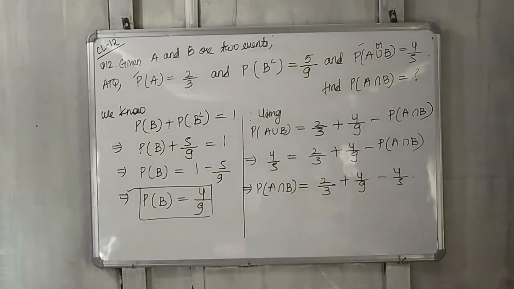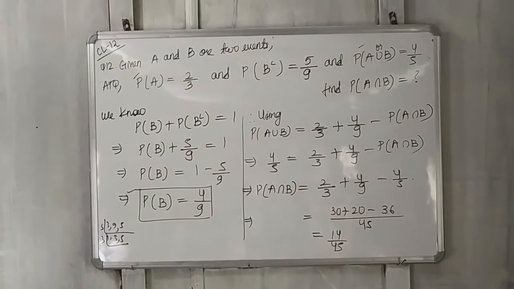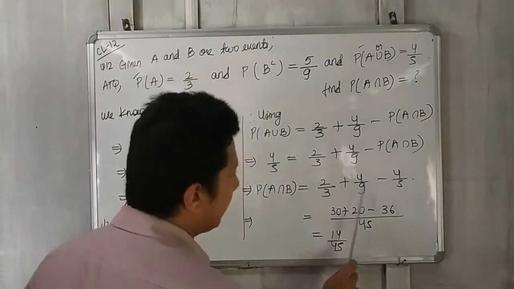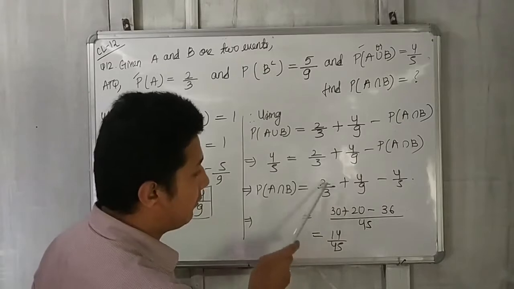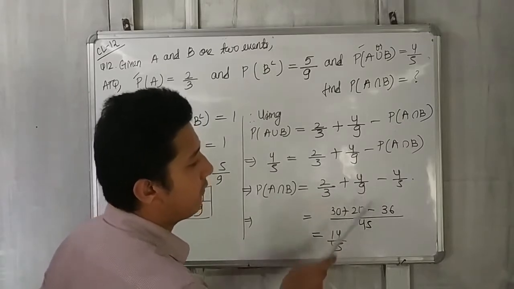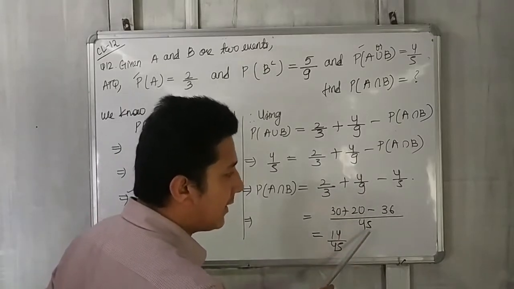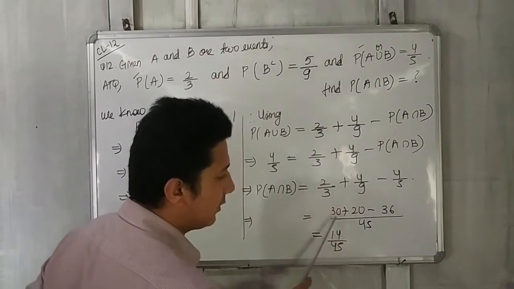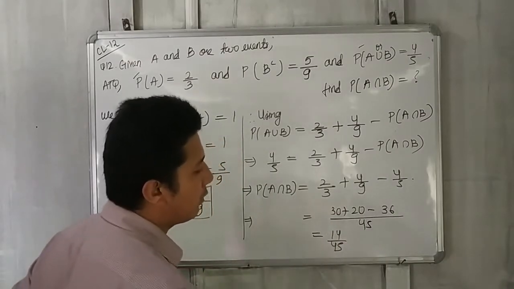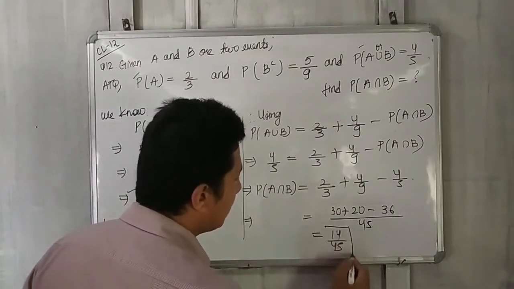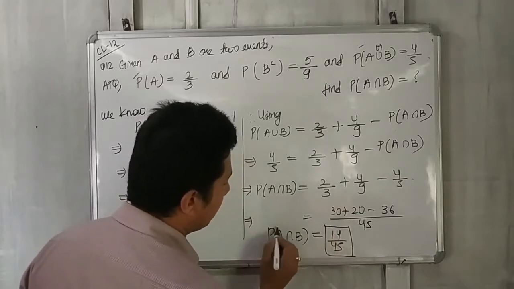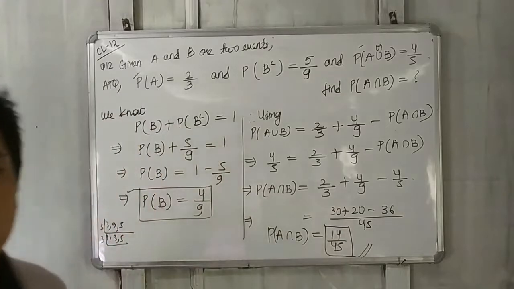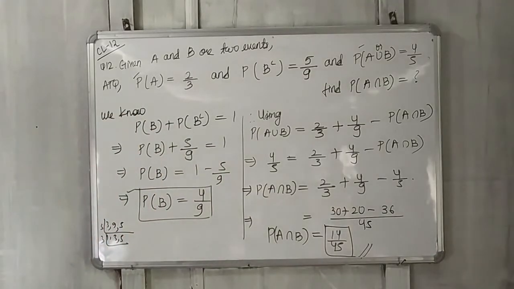Please pause the video and note it down till here. Alright, I hope you have taken the LCM as well. The LCM you'll get is 45. So 3 into 15, 15 2s are 30, 9 5s are 45, 5 4s are 20, 5 9s are 45, 9 4s are 36. So therefore this is 50 minus 46, which is 14 by 45, which is the value for probability of A intersection B. So please pause the video and note it down properly.